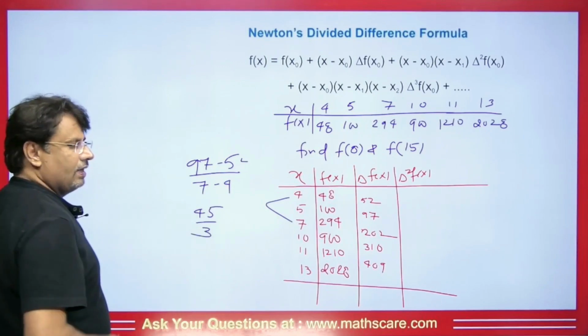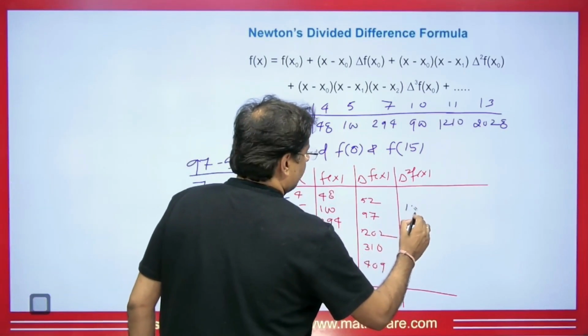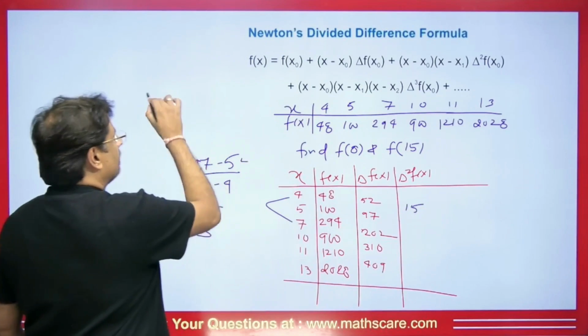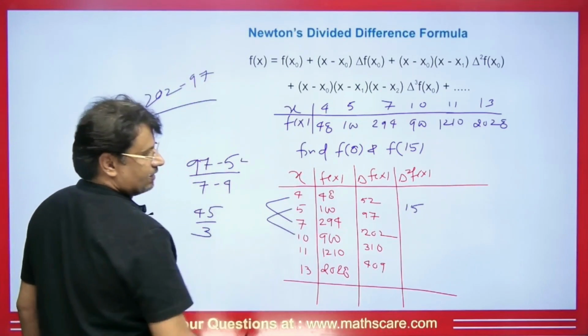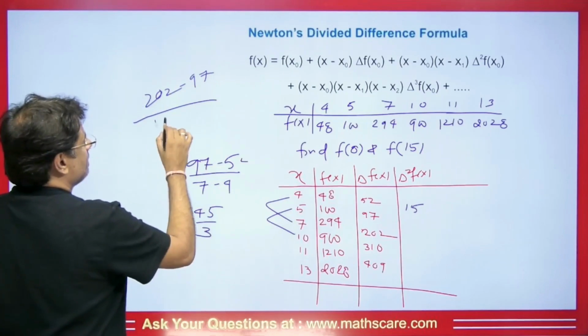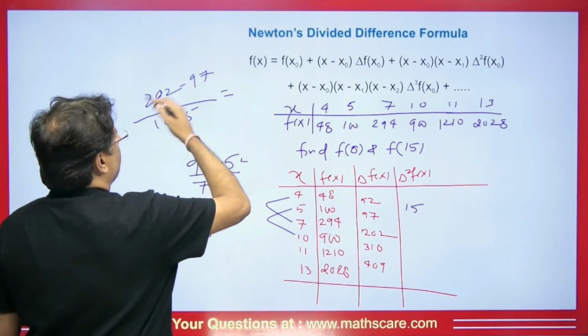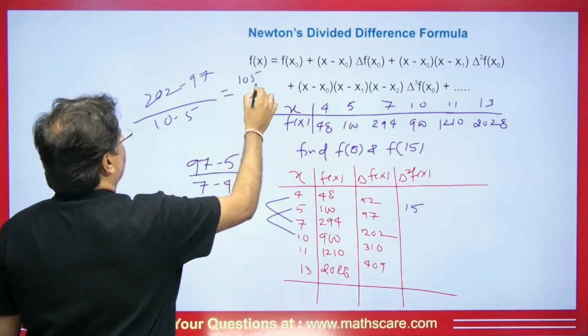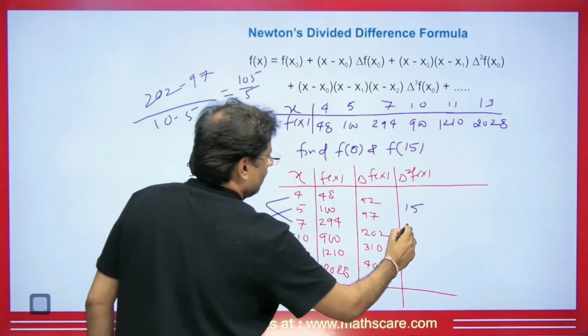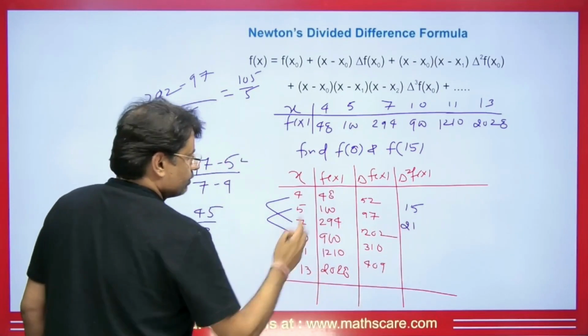And here how much will this value be? 15, right students? Like this we will see the next one: 202 minus 97 divided by, now we will see its difference, so this will be 10 minus 5. So the value of this will be 105 upon 5, which I think becomes 21. Clear? Like this we will see this.